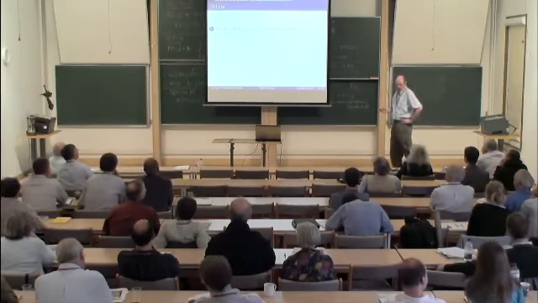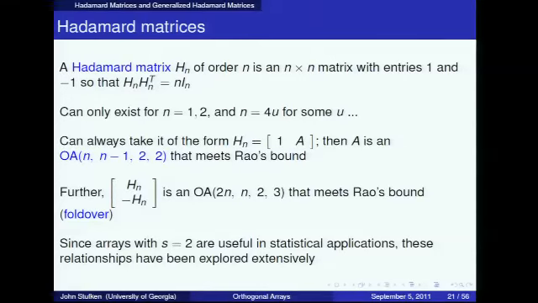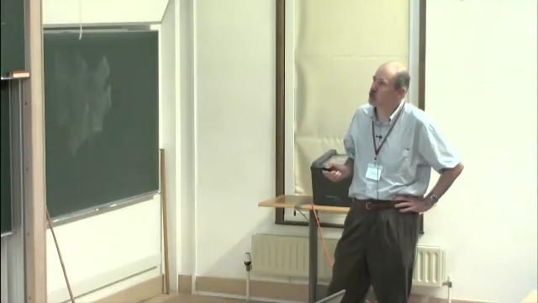So I think many people know about Hadamard matrices. There's a close connection between Hadamard matrices and orthogonal arrays. A Hadamard matrix is a square matrix of plus ones and minus ones, such that all the columns are orthogonal to each other. It's known that they can only exist if it's a 1 by 1, a 2 by 2, or a 4u by 4u matrix. And of course, the famous conjecture is that they exist for every multiple of 4, which I think most people would probably be willing to believe, but nobody has been able to prove.